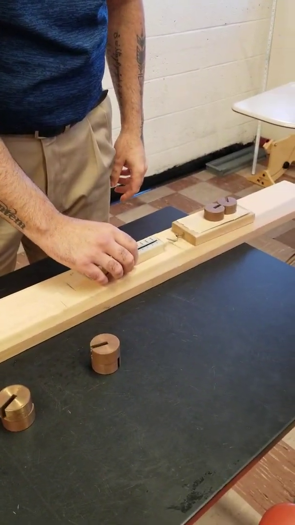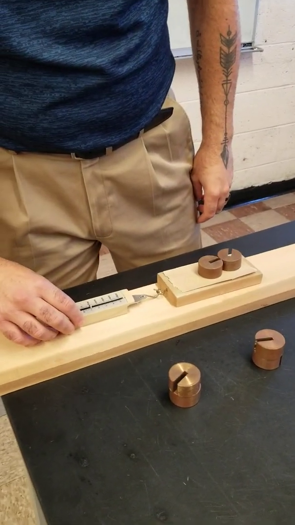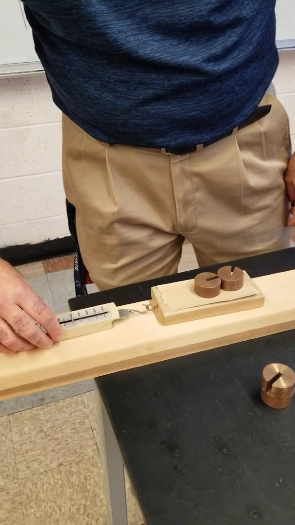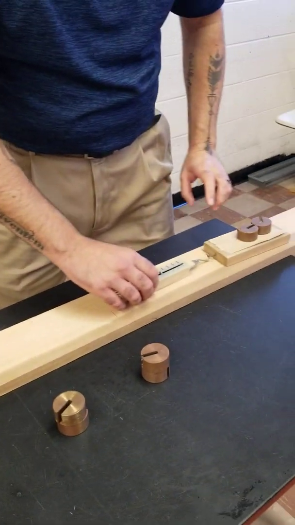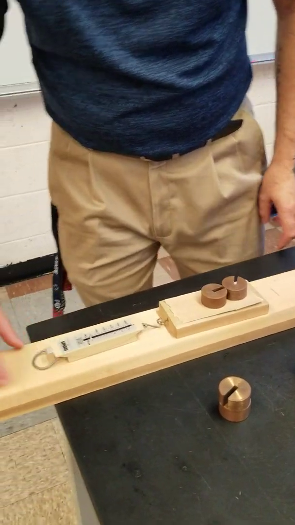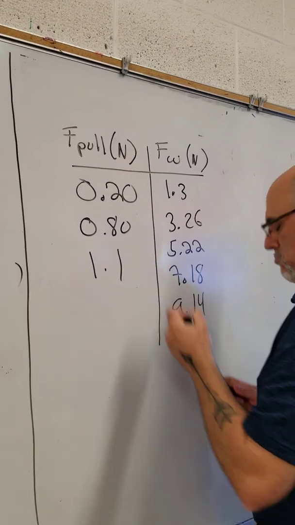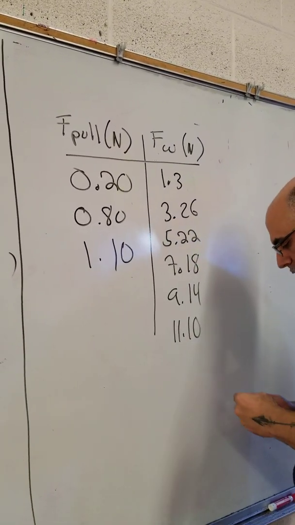Next one, put another mass on this. Here we go again. Neighborhood of, let me do that one more time. That's hard to do. Yep, about 1.1. Obviously some experimental error on this. I'm okay with that. Look what I have to work with, right?